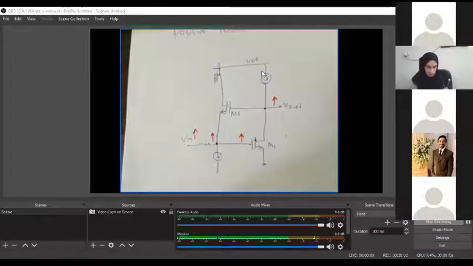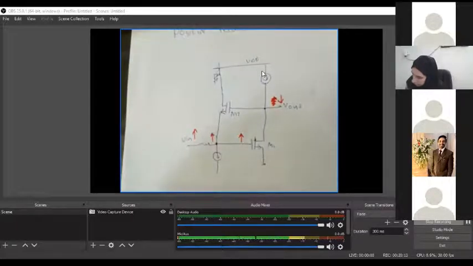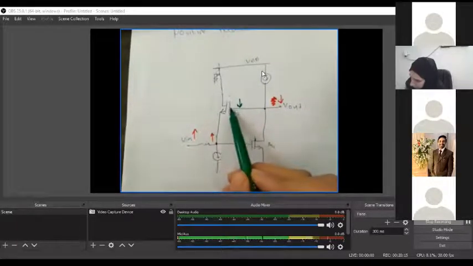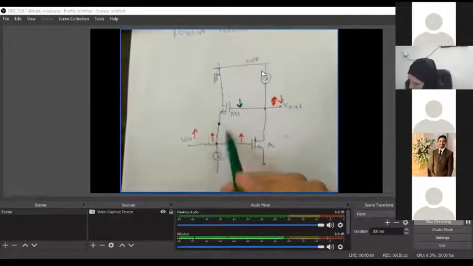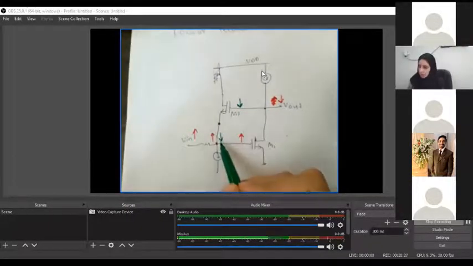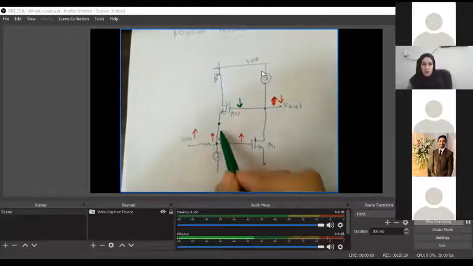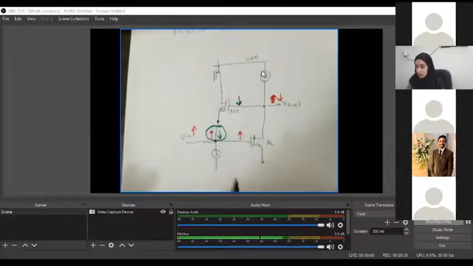Sorry, I made a mistake. V out is going to go down because it's a common source. So now the nodal voltage at the gate of M2 is going to go down. Since this path from here to here is a source follower, this node will follow the input and it will be pointing down. Now you can see we have two arrows pointing in opposite directions, which means that it's a negative feedback. Excellent.